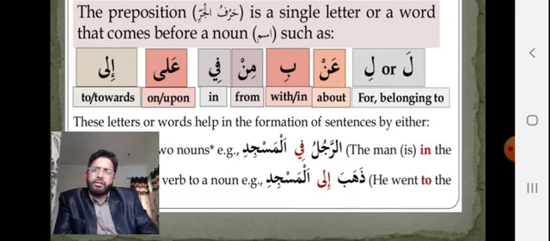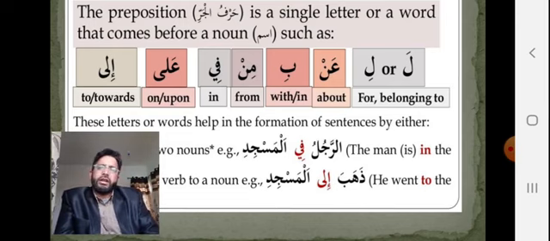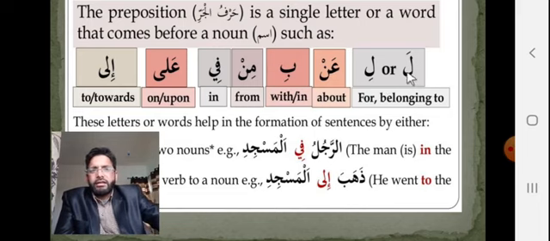These genitive prepositions all have the same action, because when we use them on a noun, it changes its case. It converts a noun into the genitive case. Suppose here is la, li. These are prepositions. An is a preposition, bi is a preposition, min, fi. They have separate meanings. See, la, belonging; li, for; an, about; bi, with, sometimes in; min, from; fi, in; ala, on, upon; ila, towards.